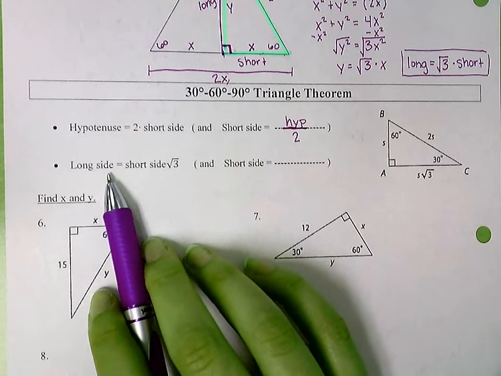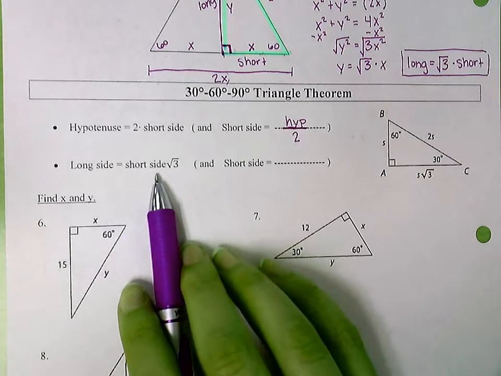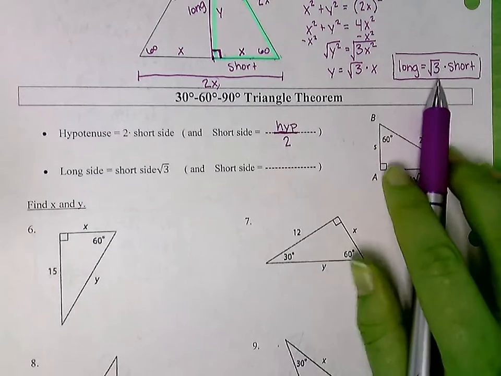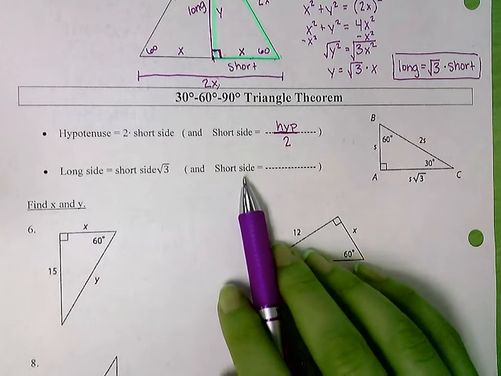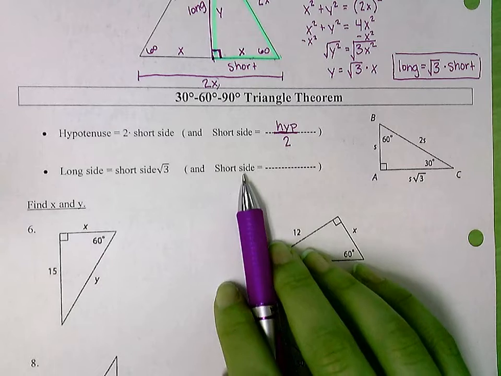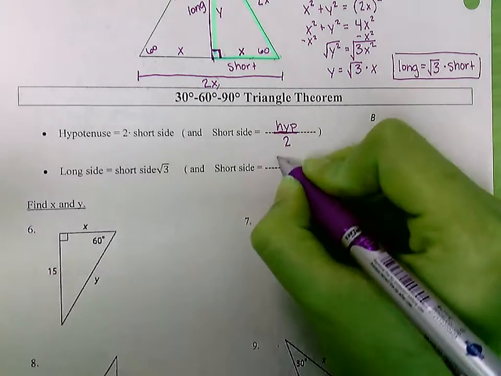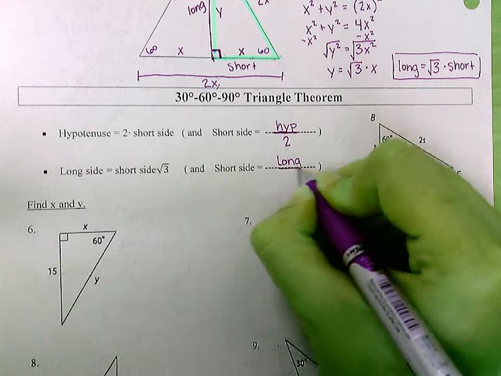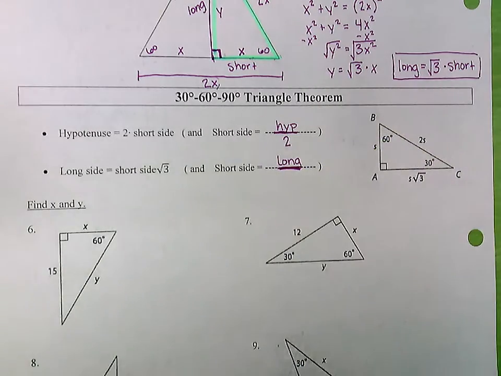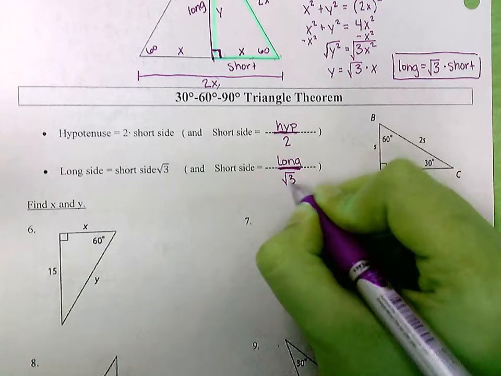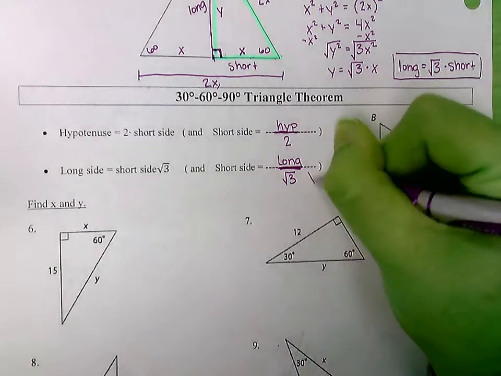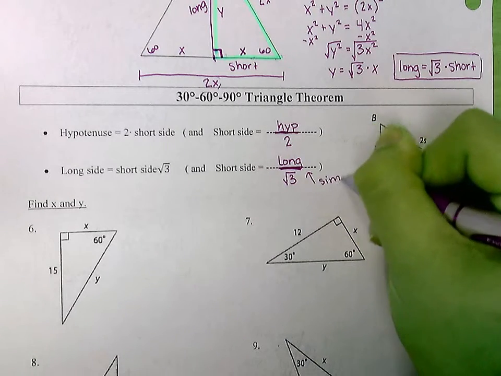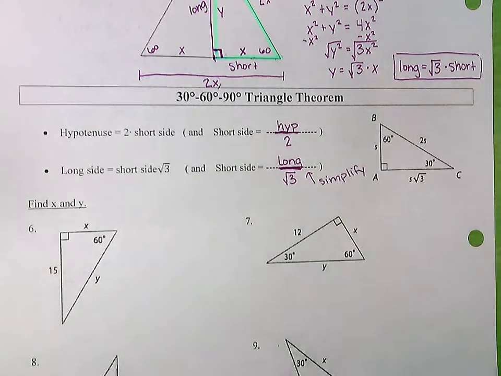For the long side, that's equal to the short side times the square root of 3. That's what we found here. Okay? Now if I want to find the short side, and I'm given the long side, I can take the long side and divide it by the square root of 3. And again, we need to simplify this if we end up with that square root of 3 on the bottom.